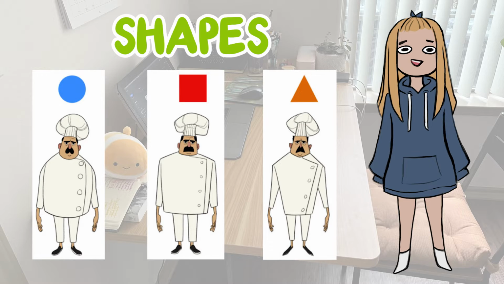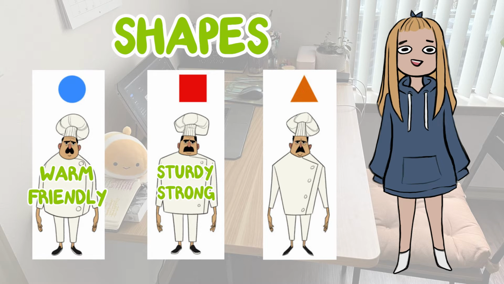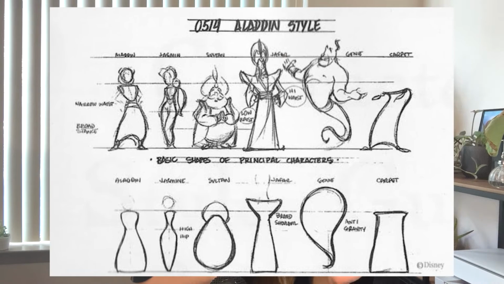You can also differentiate between characters using shapes, a round character versus a square character versus a triangle character. And shapes can tell you a lot about a character too. A round character comes across as warm and friendly, while a square character appears more sturdy and strong. And a triangle character comes across as intimidating. If you look at the shape language from Aladdin, you can see the differences between each character and how their personalities relate to their shape.